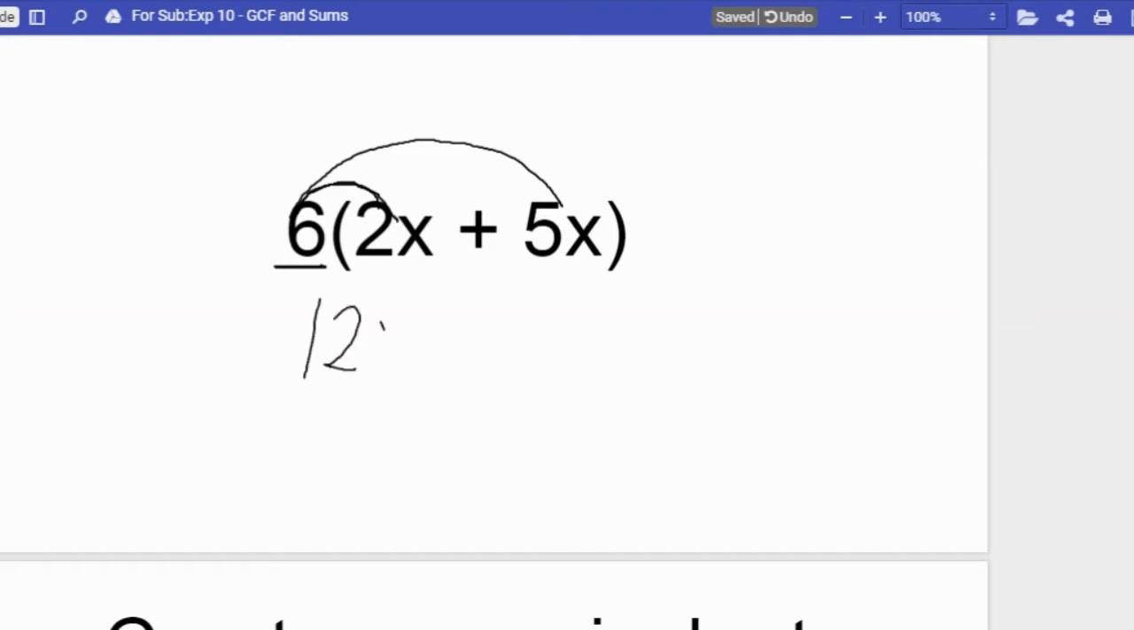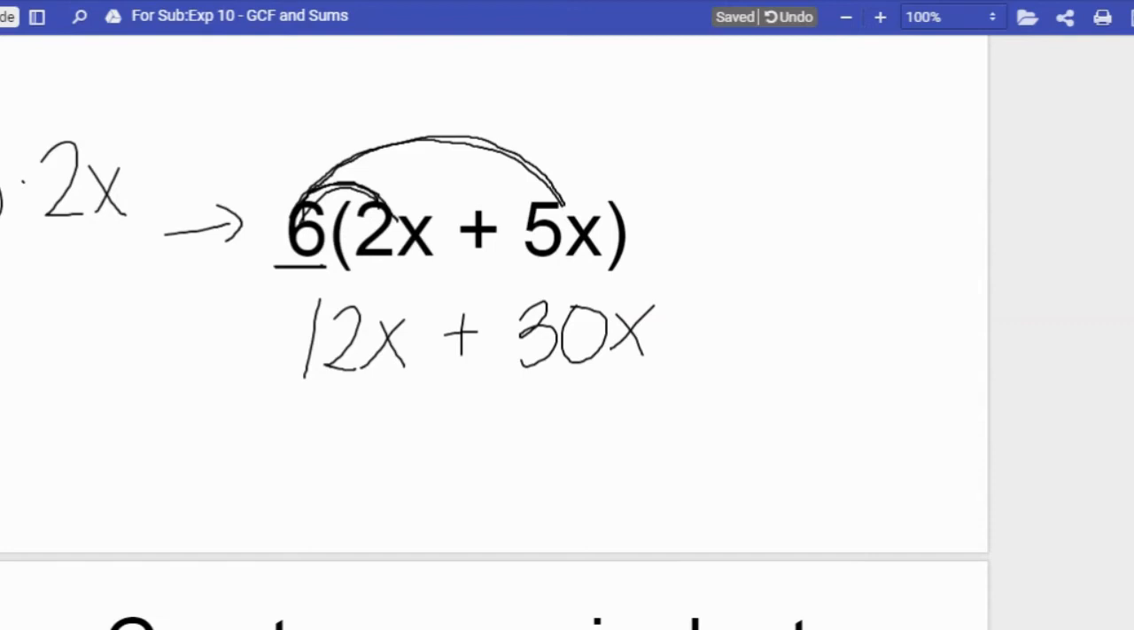Now, I'm going to distribute it to the coefficients. So I'm going to go 6 times 2 is 12. But I still have my x, because I did 6 times 2x when I'm distributing. And so I have 12x. That x has to stay there, because if we were to evaluate this, x could stand for a number, so we can't just drop it. Okay, same thing over here. 6 times 5 is 30, and I still have that x, the plus sign.